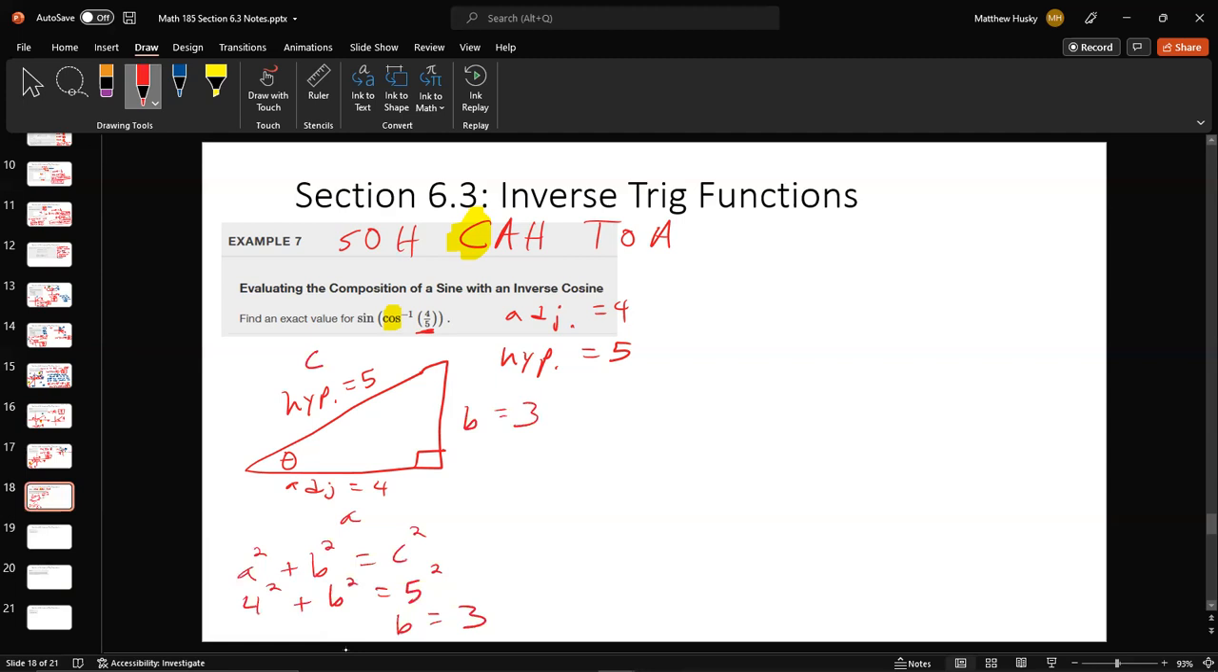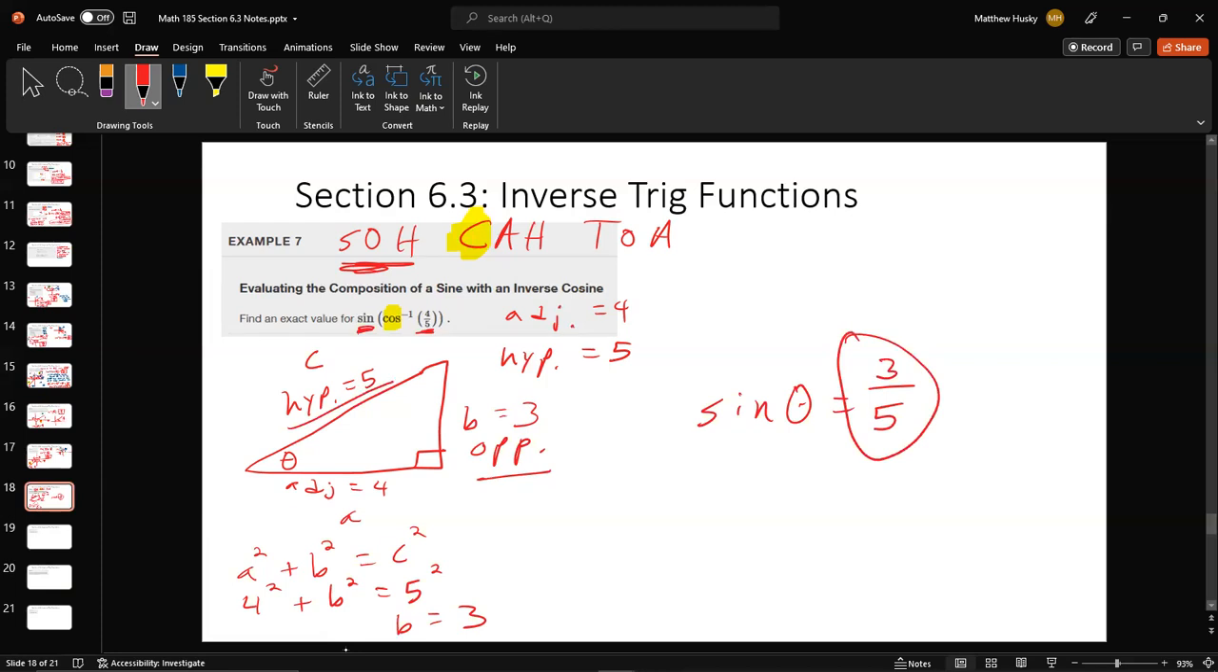That's a Pythagorean triple, 3, 4, 5, if you happen to know that. But the missing side is going to be 3, which is going to be the opposite side. So if they ask me for the sine, which is the opposite over the hypotenuse, that means that sine of the angle theta is going to be opposite over hypotenuse, 3/5.